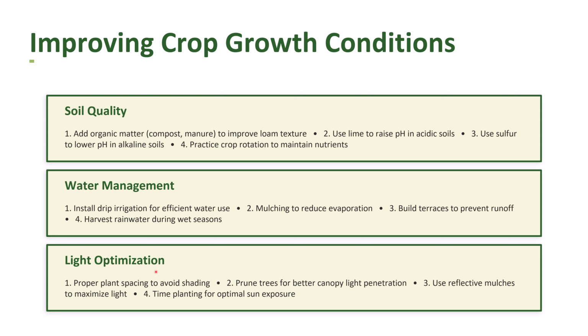Light optimization. Finally, to maximize photosynthesis, plants need the right amount of sun. This is achieved through proper spacing to avoid plants shading each other, and pruning trees to allow light to reach the lower canopy. Some farmers even use reflective mulches to bounce more light onto the leaves or simply time their planting to ensure the most growth happens during the sunniest month of the year.